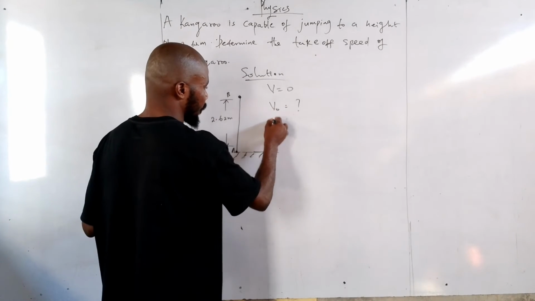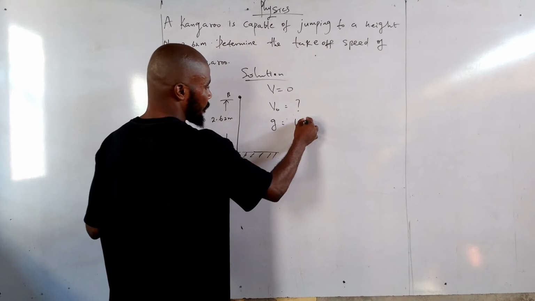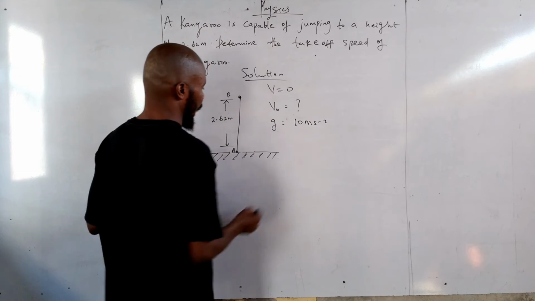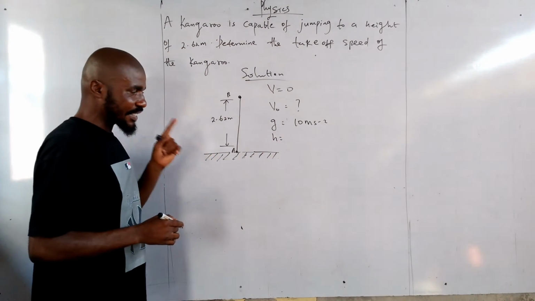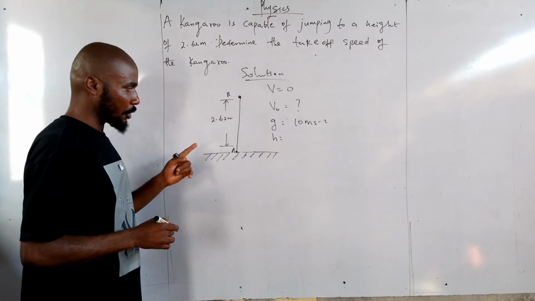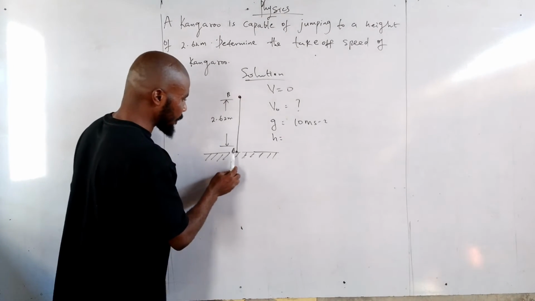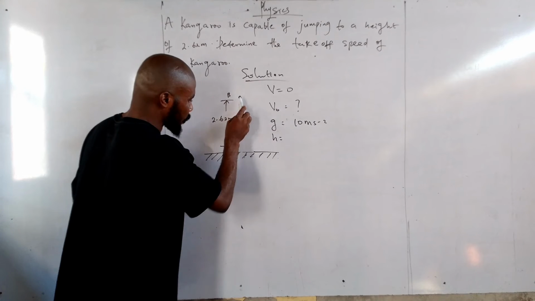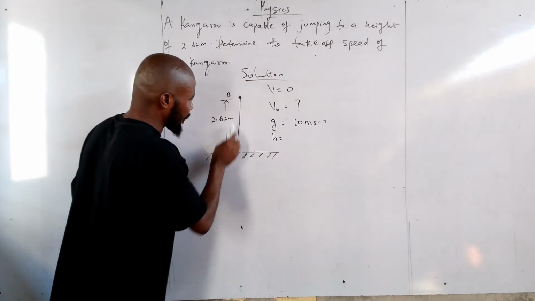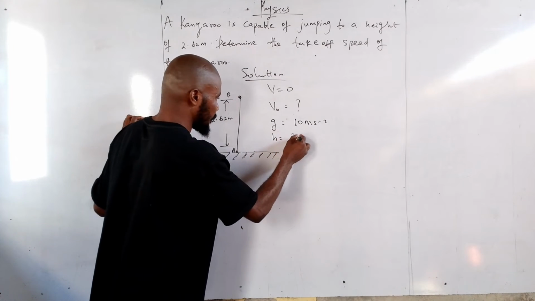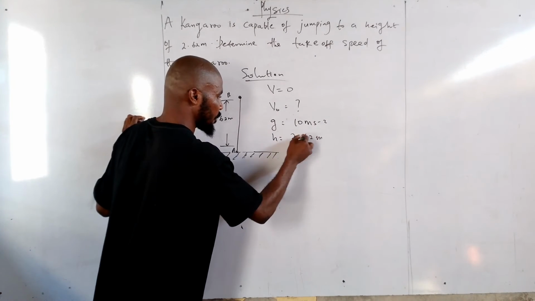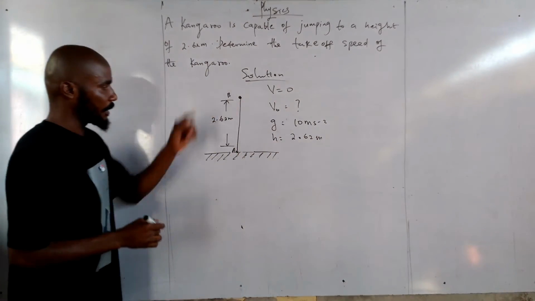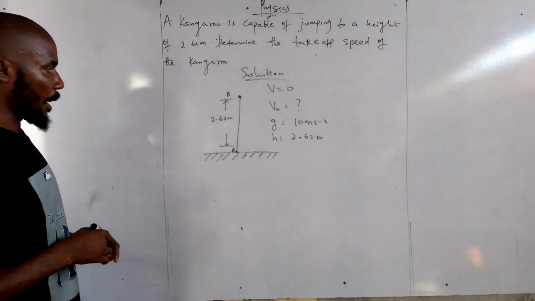Now, they give us acceleration. Acceleration is given as 10 meters per second squared. And they give us the displacement. Displacement here is very interesting; you get confused a lot with this particular thing. Displacement here means where you stop minus where you started from. So displacement here is given as 2.62 meters. That's the displacement that we have.